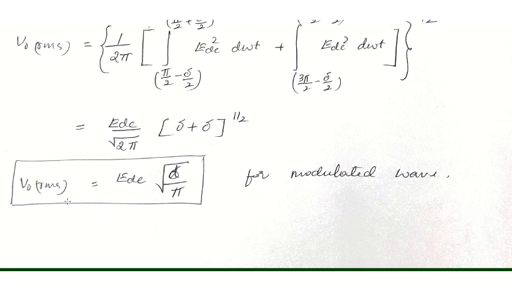Finally you will have 2δ here. So you will get E_DC into root of δ by π. This is your RMS output voltage of this modulated wave. If you observe here, the RMS value of the output voltage depends on δ. As you vary δ, the RMS value also will vary. So it is related proportionally, right? The output depends on the width of the pulse, correct?